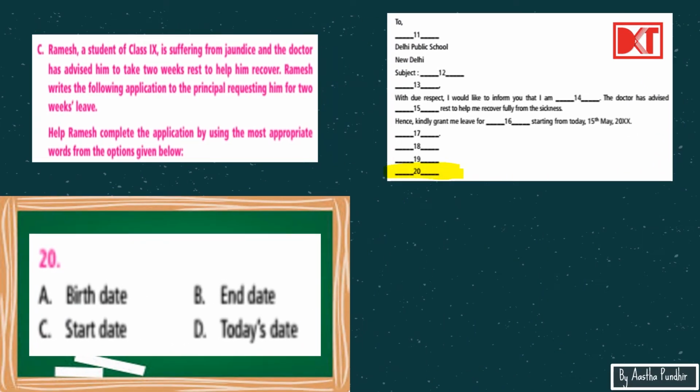Okay, now next here, 20th, the last blank, what do we write? We write today's date, whichever date that this person is writing the letter from. So today's date. Okay, pretty easy.